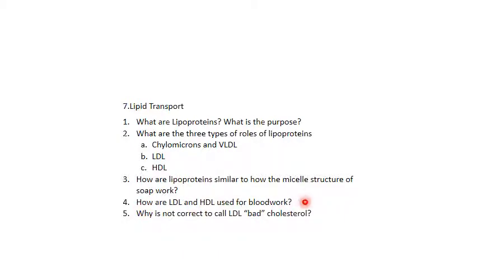I went over how LDLs and HDLs are used for blood work. Okay, a way of measuring cholesterol. And why is it incorrect to call LDL bad cholesterol? First of all, LDL is not cholesterol. It's a transporter of cholesterol. It's not bad because it has a job, and the job is up here. Okay, it's just used as a way of diagnosing too much cholesterol in your blood.